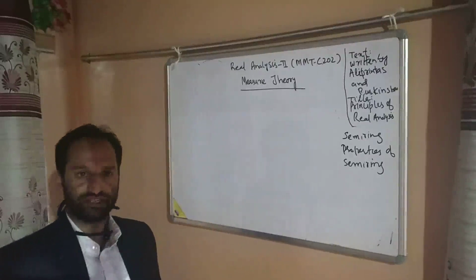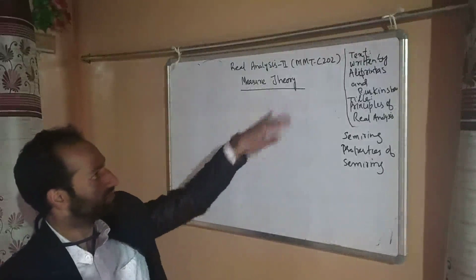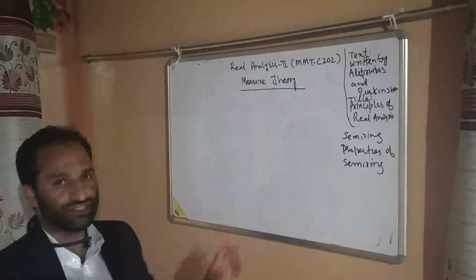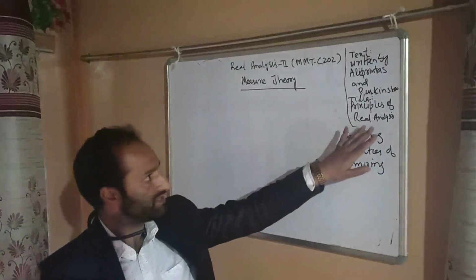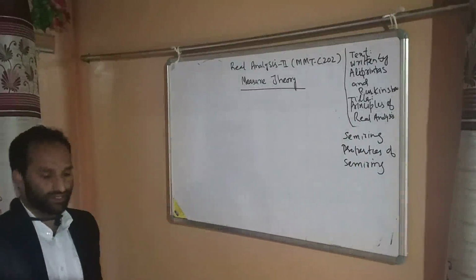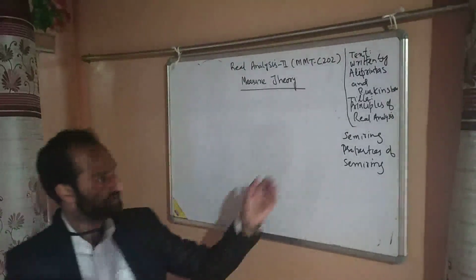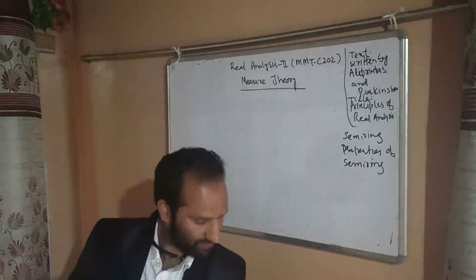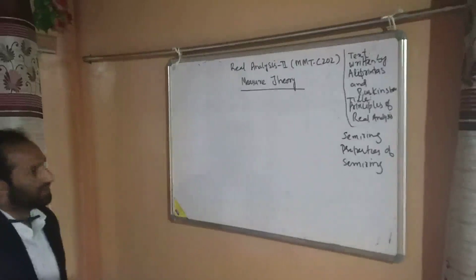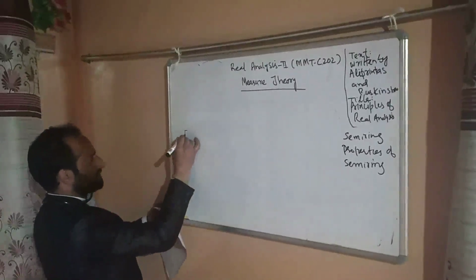This is the first lecture of this course, Real Analysis Second, MMTC 202. The recommended book for this course is Principles of Real Analysis, written by Aliprantis and Burkinshaw. We start this lecture with the definition of Semirings, and then we check certain properties of Semirings. To begin this lecture, we give an example of a Semiring.